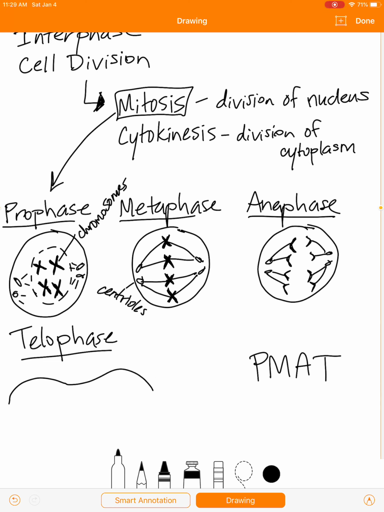Here the cell will really start to elongate. You can see it starting to try to form two new cells, starting to pinch off in the middle a little bit. And you will start to see two new nuclei forming. The nuclear envelopes will start reforming in each half of the cell.